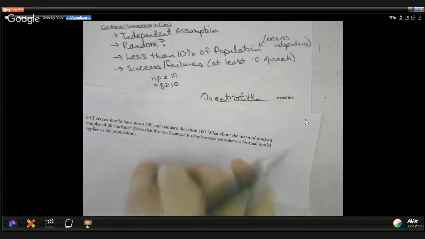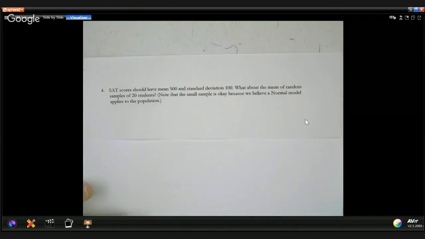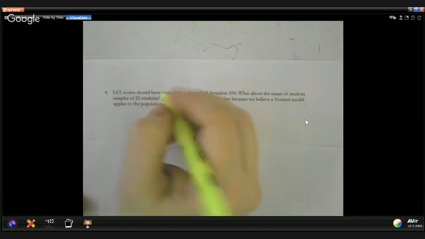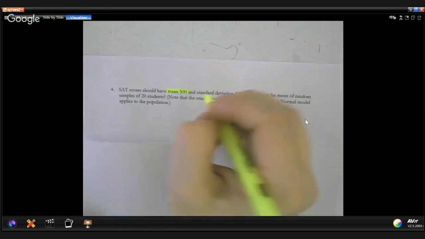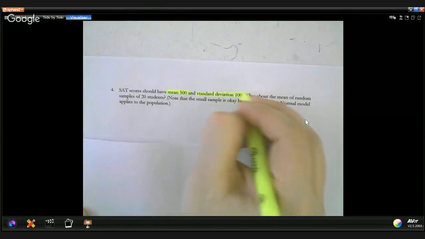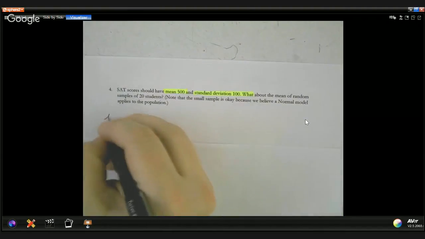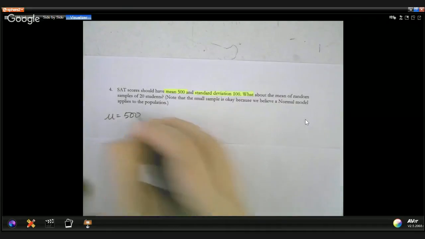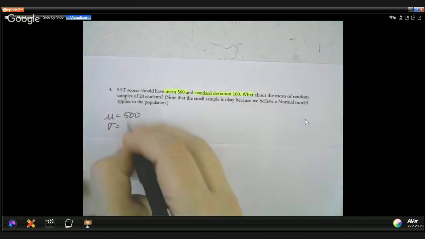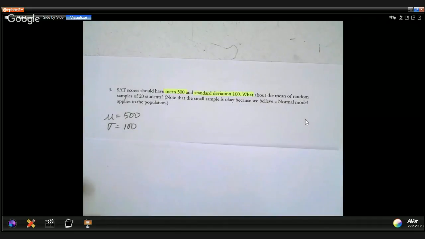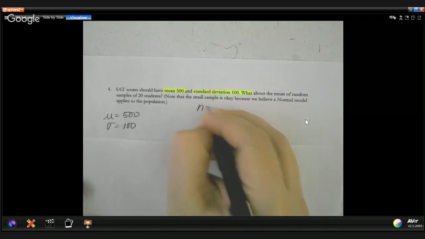Okay, so let's go ahead and start off by looking at this one. So why don't you go ahead and copy this down. And if you notice, it's talking about means. So I'm going to write down the mean and the standard deviation it gives me. Okay. And so the mean that it gives me is 500, and the standard deviation it gives me is 100. Now it's asking for, what about the mean of a random sample of 20? So now I have a sample of 20.